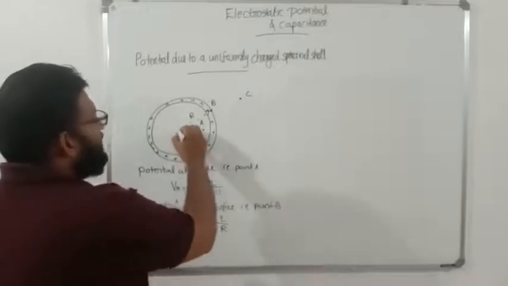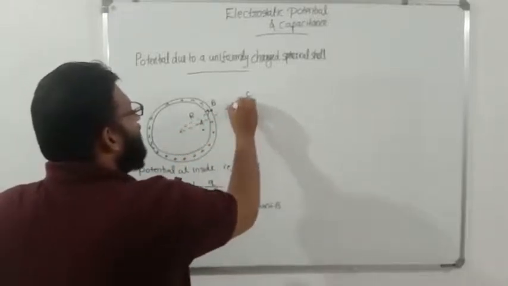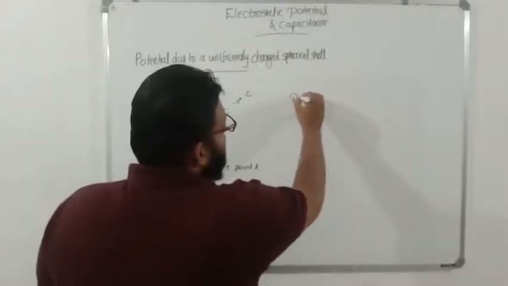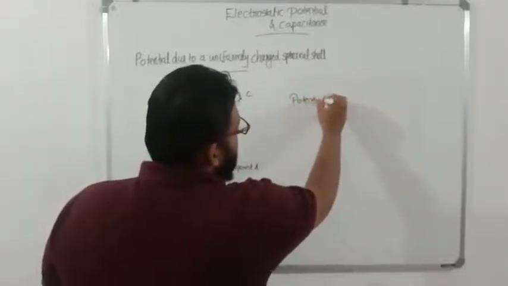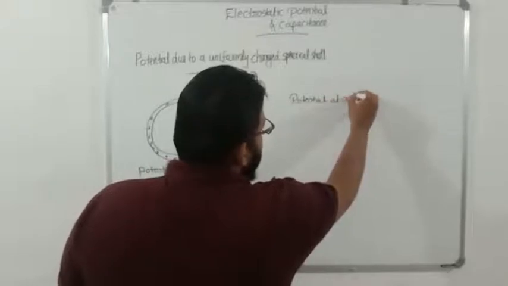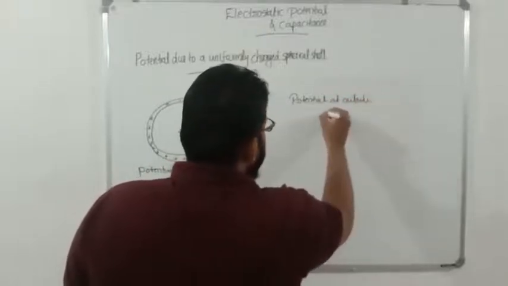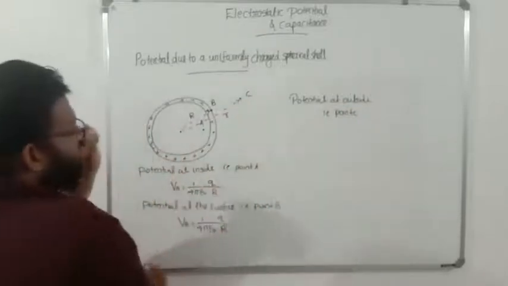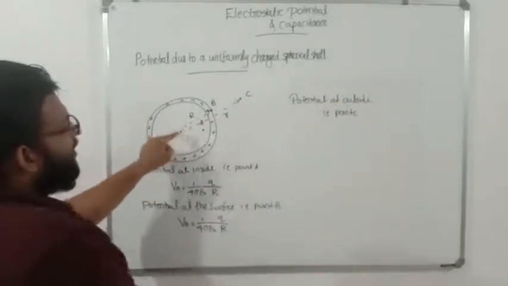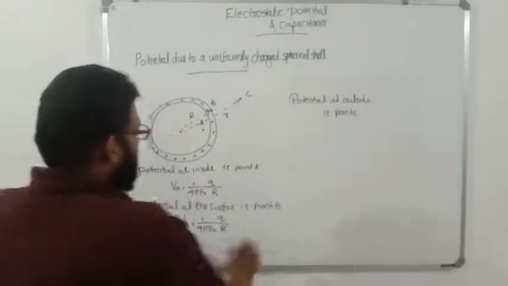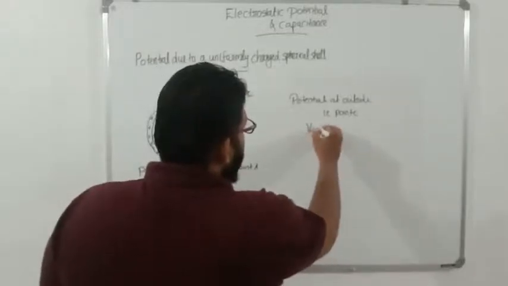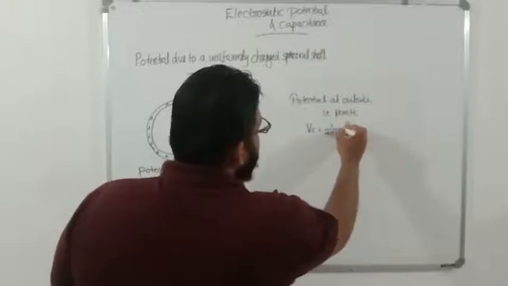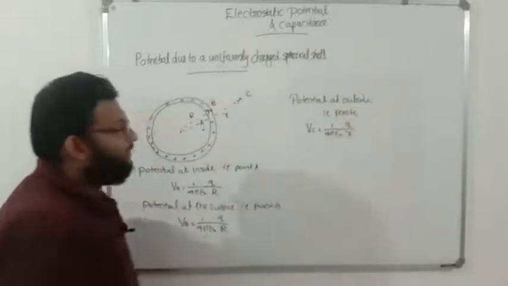You can see that there is a point outside at a distance of small r. Then we can write down potential at outside, that is point C. You can see point C is separated by a distance r from the center of the shell. Then the potential VC can be written as 1 by 4 pi epsilon 0 q by small r.